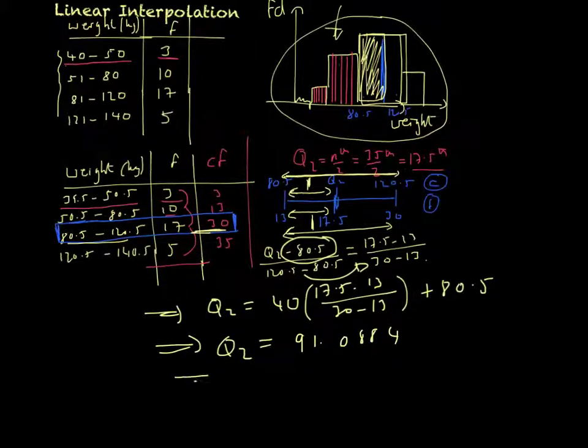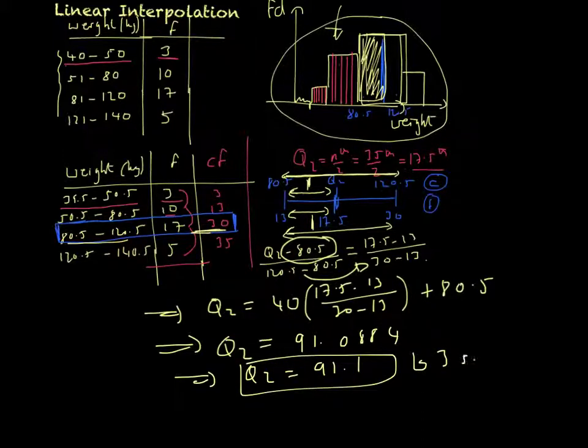And what you end up with then is Q2 is 91.0884 if you use your calculator. So we're saying that Q2 is 91.1 to 3SF. And that makes sense really, doesn't it? That 91.1 would lie kind of in the middle of all this data, because 17.5 is going to lie somewhere near the front of this class, because remember this class is worth 40, so evenly distributed. Yeah, I'd say that sounds about right.